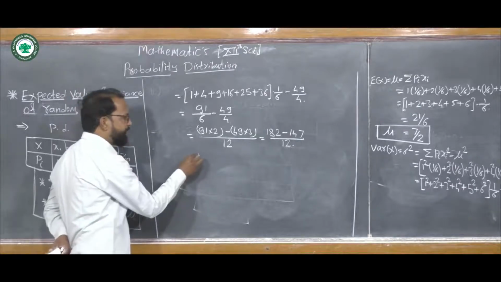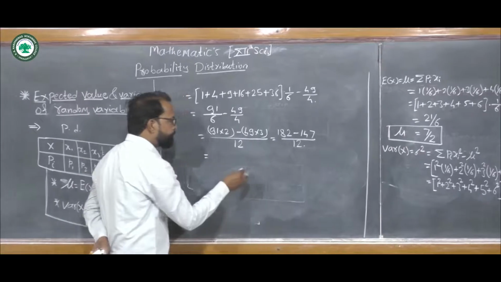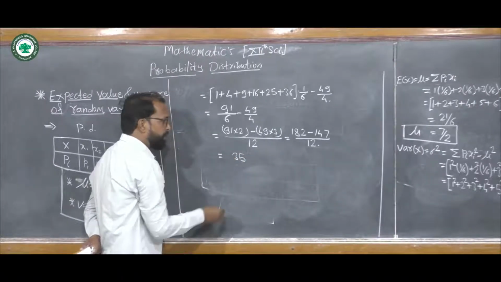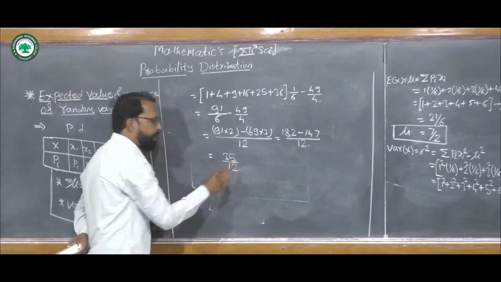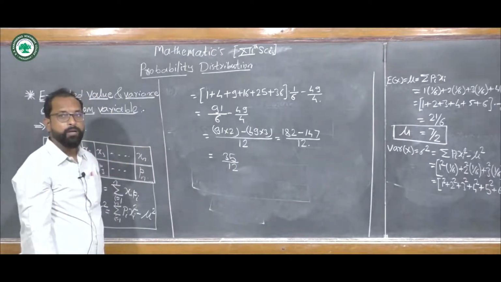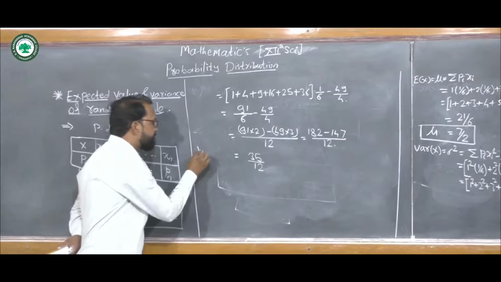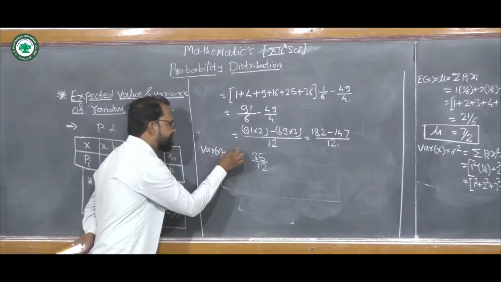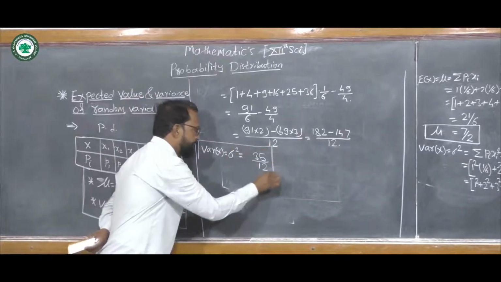Now take this subtraction. Now it becomes 35 upon 12. This becomes 35 upon 12, and therefore this is the value of variance of x, or you can say it is sigma square.